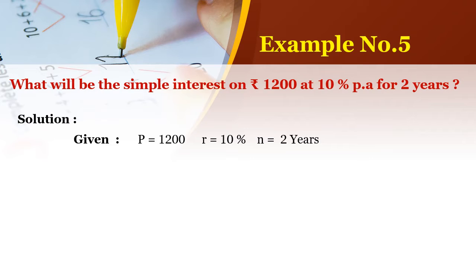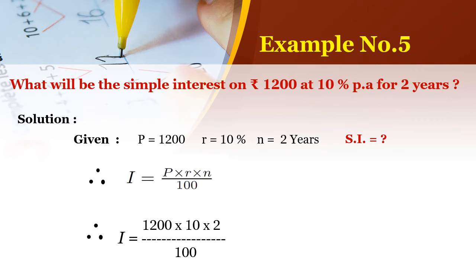So what we have to find here is the simple interest. Again, we apply a very simple formula. I is equal to P into R into N upon 100, and then simply putting the values in the formula, I is equal to 1200 into 10 into 2 upon 100. Then we get the resulting figure, rupees 240. This is the simple interest, rupees 240. A very easy and simple example we took here.